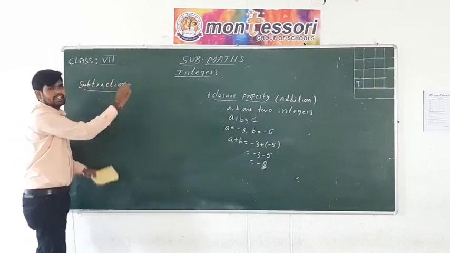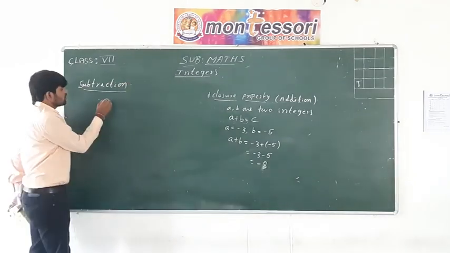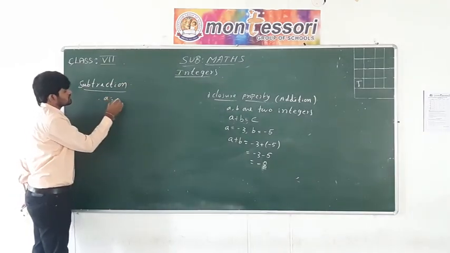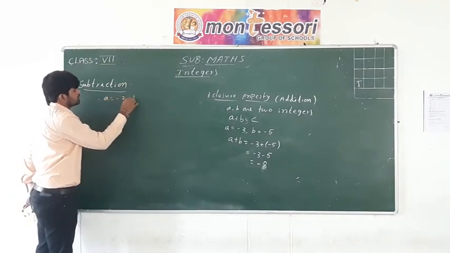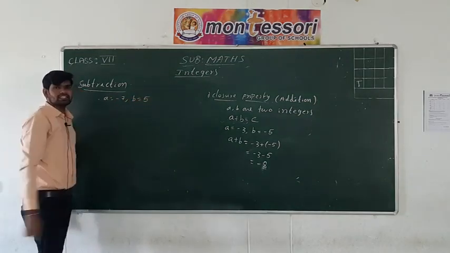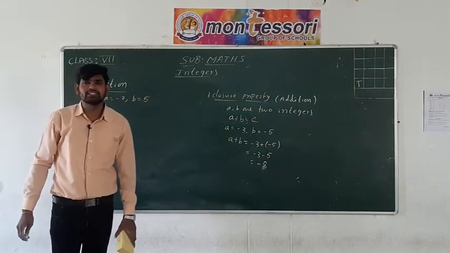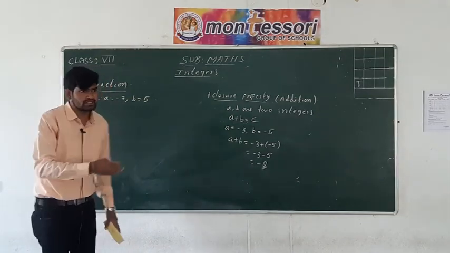Take any two more integers. Now let me take two more integers, that is a = -7 and b = 5. Now let us find the difference of these two integers and see what result you are going to get. Let us check it.